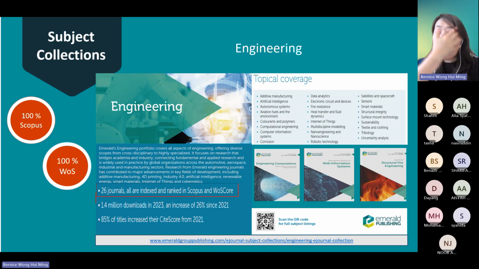Engineering, we have 26 journals, all in Scopus and WOS. We have quite niche engineering, because engineering is part of our specialist subject collections to support topics like autonomous systems, aviation fuels and the environment, computational engineering, corrosion, satellites and spacecraft, sensors, smart materials, heat transfer and fluid dynamics. They are part of this subject collection.